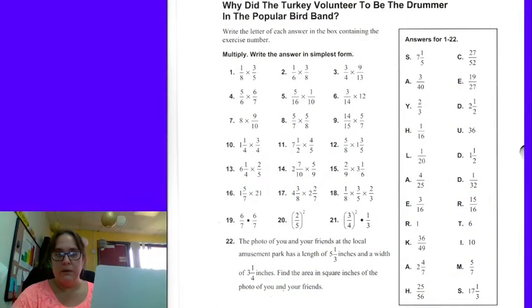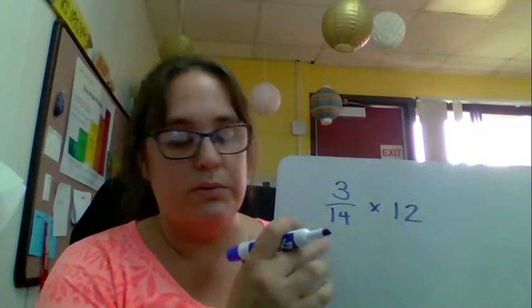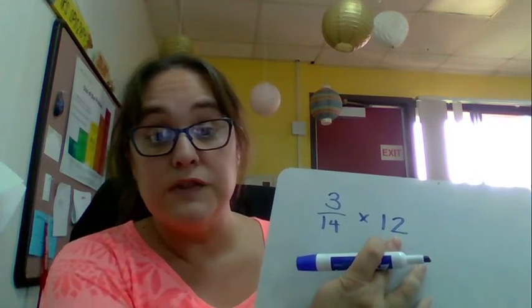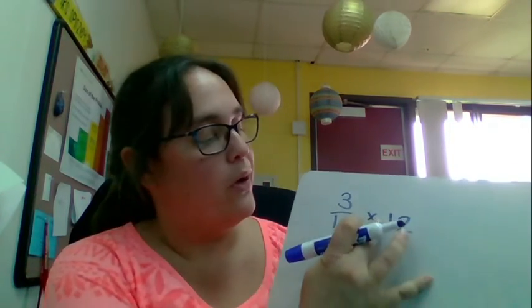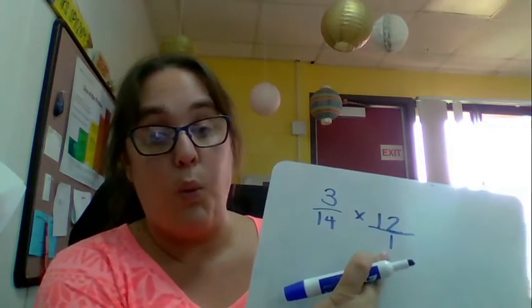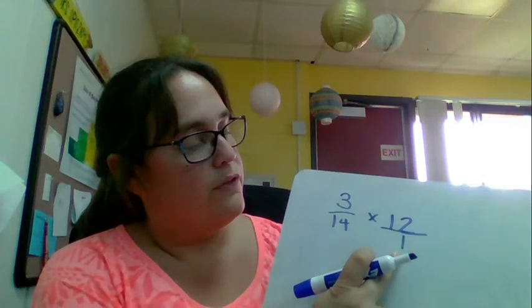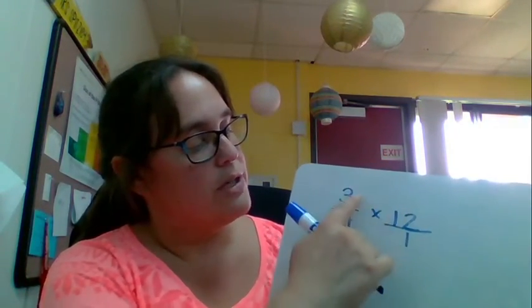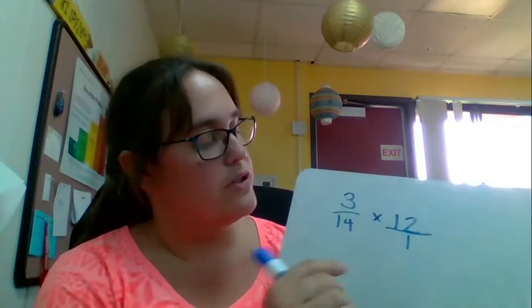Okay. Next problem is 3/14 times 12. You need to take this whole number 12 and turn that into a fraction. It's like saying you ate 12 donuts and you didn't cut them up at all. So that's the same as 12 over 1 because they were 1 piece each. If you need to rewrite that, you can, but I can still tell that these are across from each other and that this is across from each other.